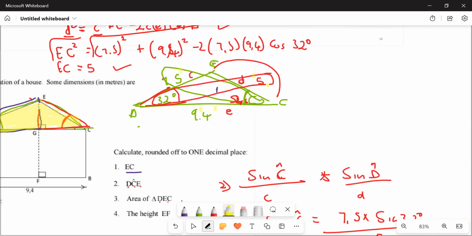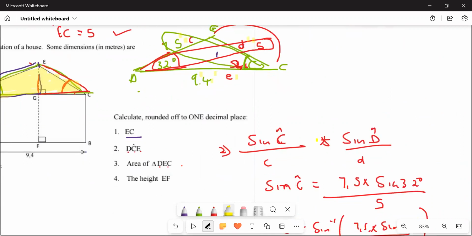So you can use any 2 sides and an included angle. You can use D and E, and then use the sine of C. Or you can use C and E, and then use the sine of D. Okay? So which one should we use?